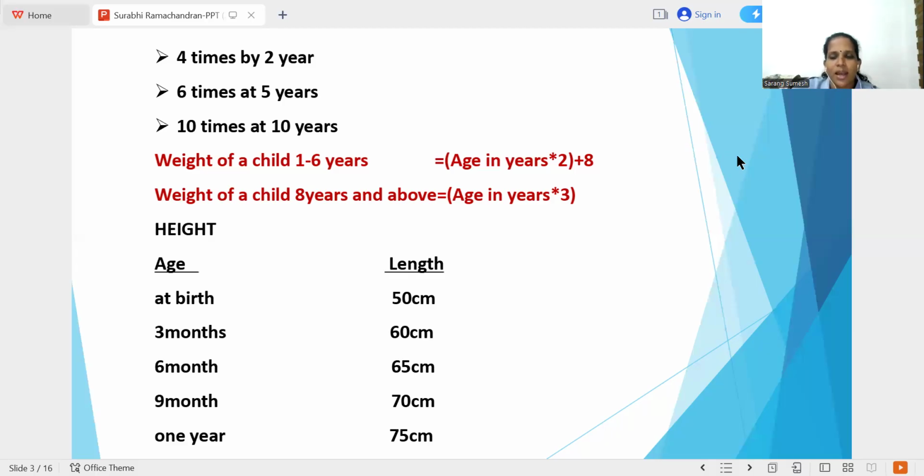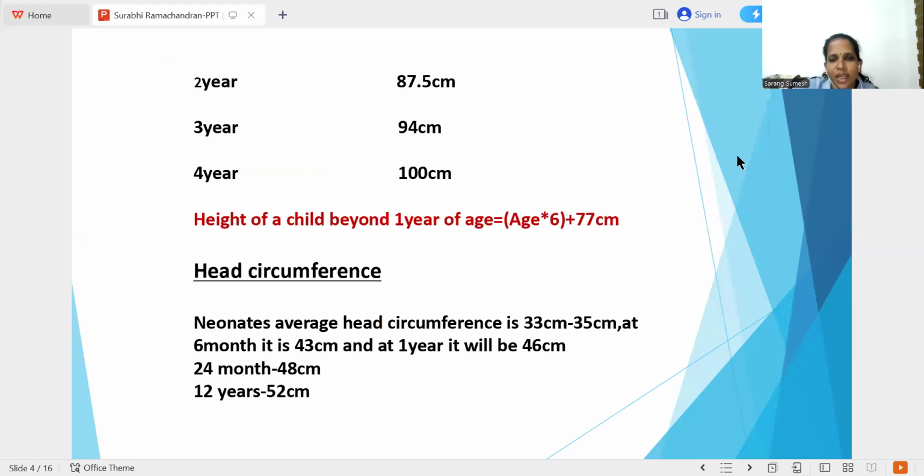Next we'll see height. Height at birth, the length is 50 centimeter, 3 months 60 centimeter, 6 months 65 centimeter, 9 months 70 centimeter, 1 year 75 centimeter, 2 year 87.5 centimeter, 3 year 94 centimeter, 4 year 100 centimeter.